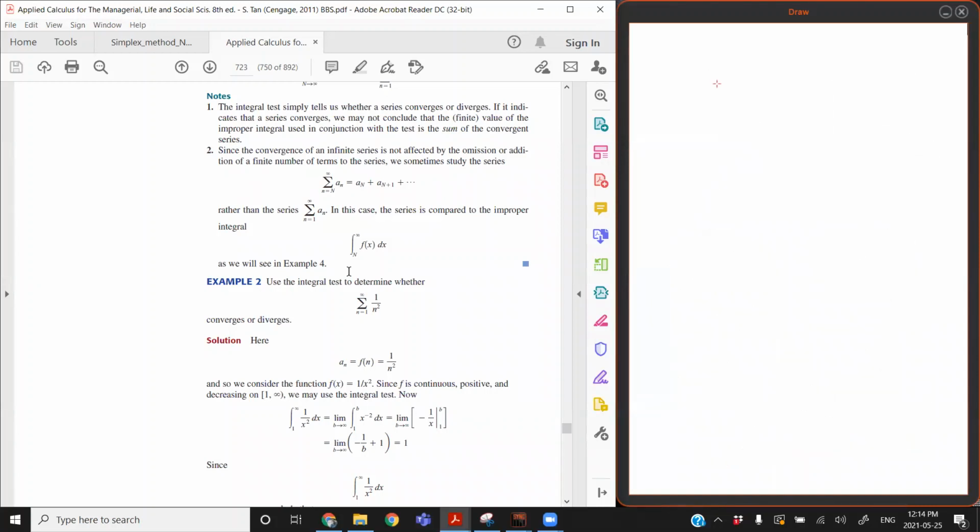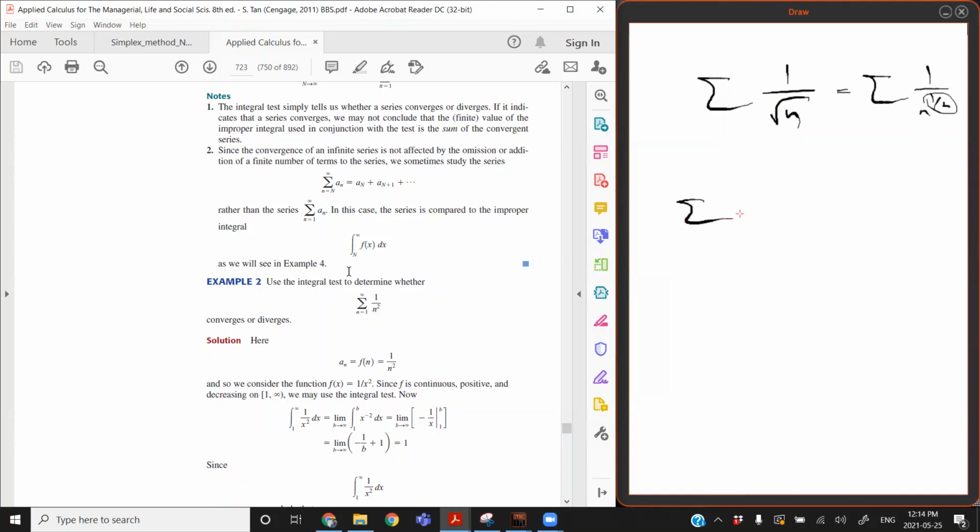So, for example, just by looking at the series like this, 1 over, let's say, root n, you can tell that this is divergent, because this is like having sigma 1 over n to the power of 1 over 2. So in this case, p is 1 over 2. 1 over 2 is less than 1, so the series is divergent.